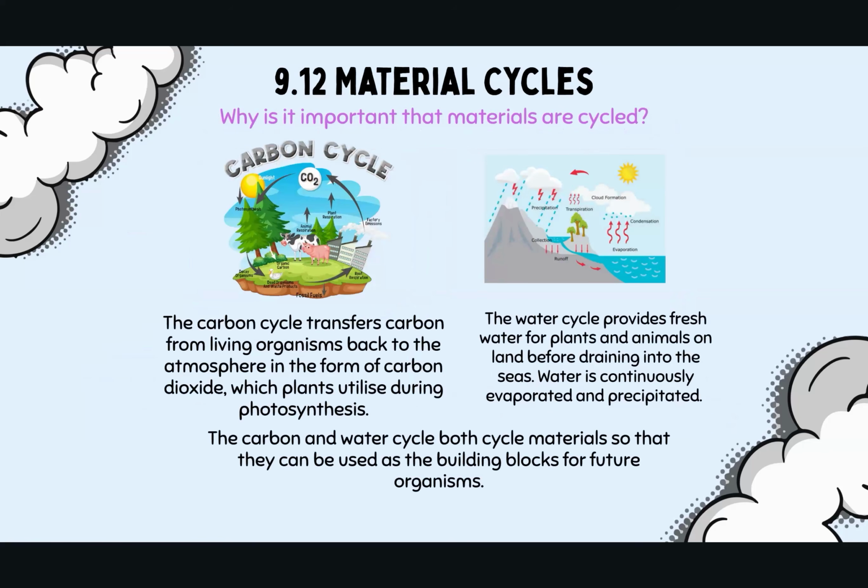Okay, 9.12 material cycles. Why is it important that materials are cycled? Now, the carbon cycle transfers carbon from living organisms back to the atmosphere in the form of carbon dioxide, which plants utilize during photosynthesis. The carbon and water cycle both cycle materials so that they can be used as the building blocks for future organisms. Now, the water cycle provides fresh water for plants and animals on land before draining into the seas. Water is continuously evaporated and precipitated.